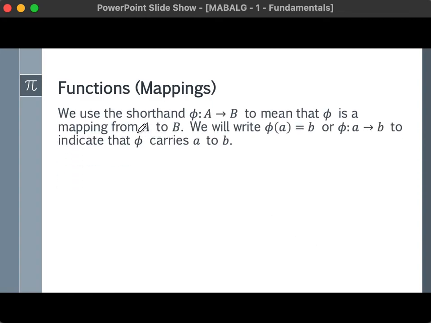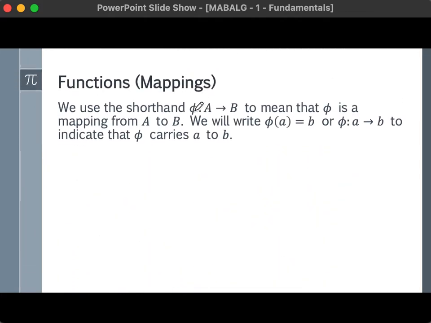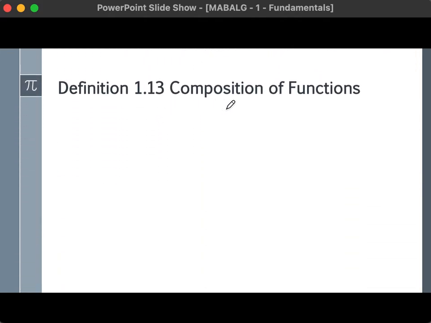Further, we use the shorthand notation phi is a mapping from A to B. We will write phi of a equals b, or phi is a mapping from A to B, to indicate that phi carries A to B. Now that we are done with functions or mappings, we're going to talk about composition of functions.